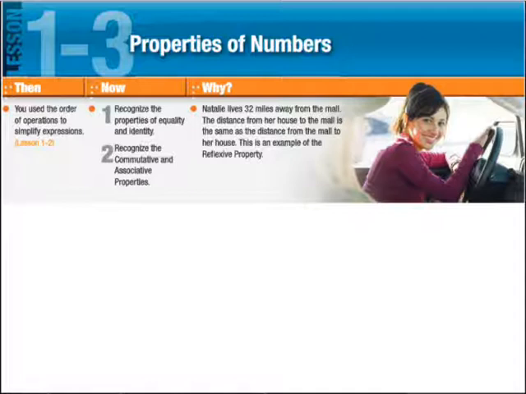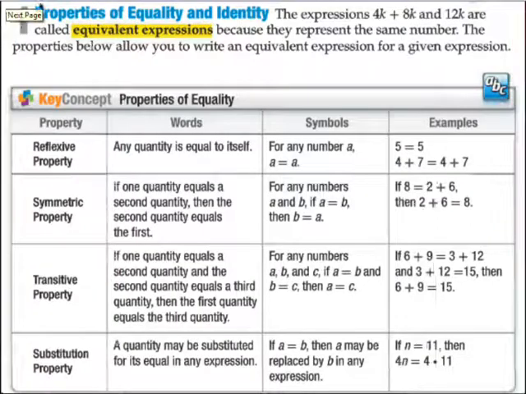You use them next year in geometry. You use them the year after that in Algebra 2. These are things that you've seen before, but we really got to make sure that you know and you understand the meaning behind them. Okay. So let's take a look. We have the expressions 4k plus 8k and 12k are called equivalent expressions because they represent the same number. The properties below allow you to write an equivalent expression for a given expression.